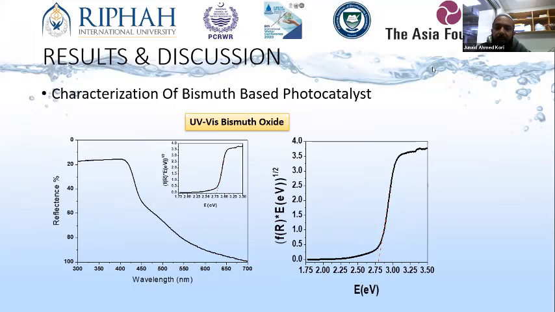So we have conducted different photocatalytic characterizations like UV. From UV, that is the basic thing that we need for the band gap. The higher the band gap, the lower the efficiency of the material. So here we have found a good band gap for the photocatalytic material.